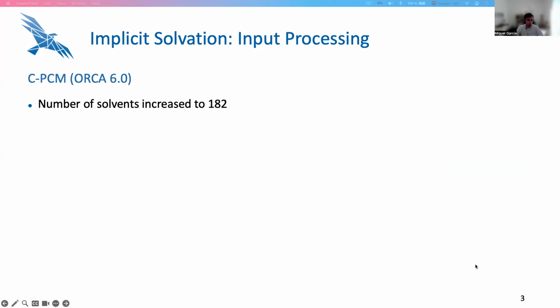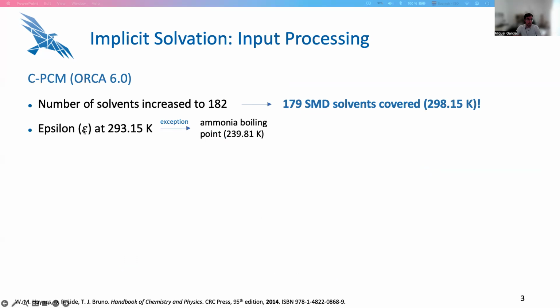So what has been done for CPCM? We have increased the number of solvents to 182. This covers all the solvents available in XTB and in SMD. And now the epsilon is that at room temperature, like 20 degrees. This is different from what we have for SMD, where it's 25 degrees. This is the temperature at which it was parameterized. So now the epsilon for CPCM is fully consistent, with the exception of ammonia, whose boiling point is very low.